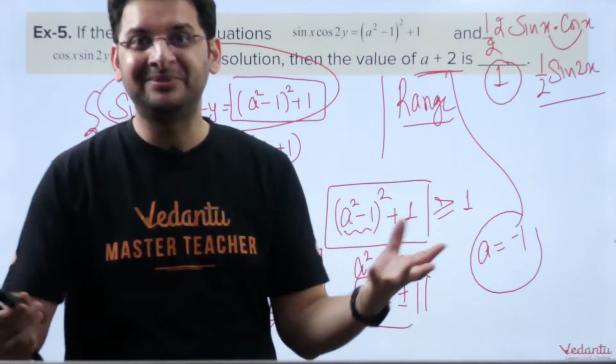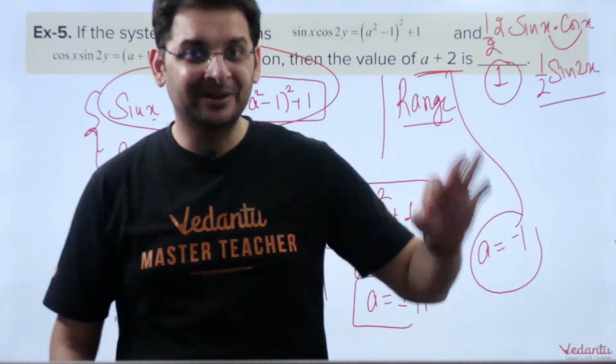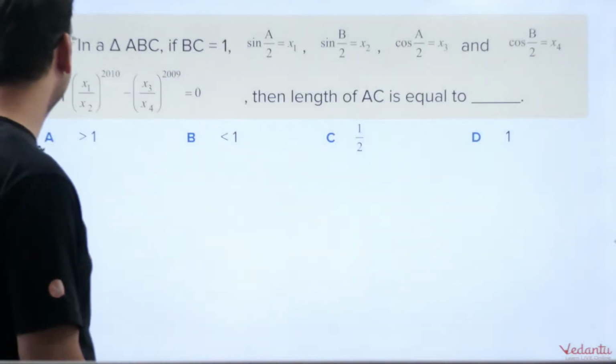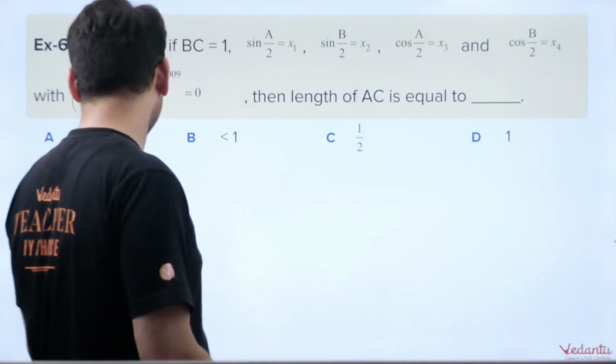Questions can always be deceptive. It looks like something else, but it is a pure question on range. Got it? So this is it. Let's see question number 6.